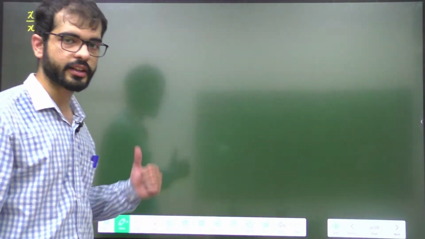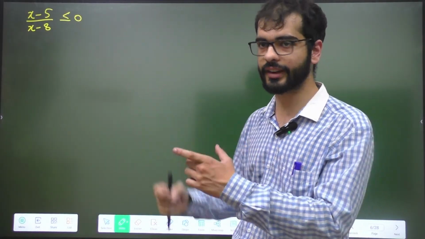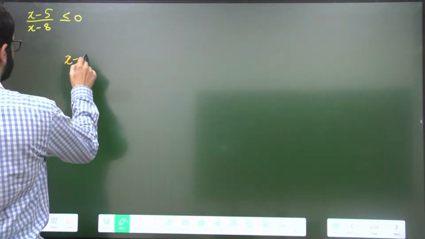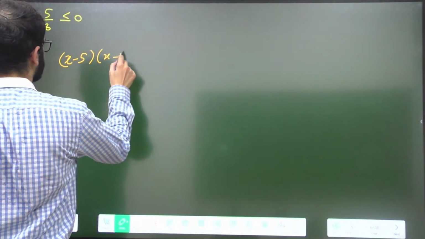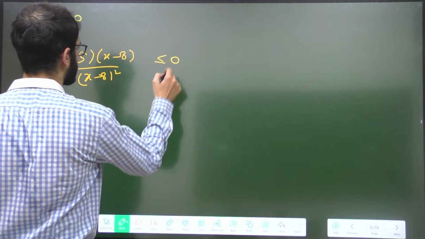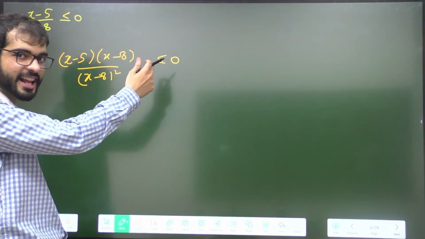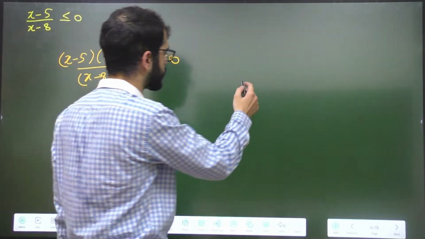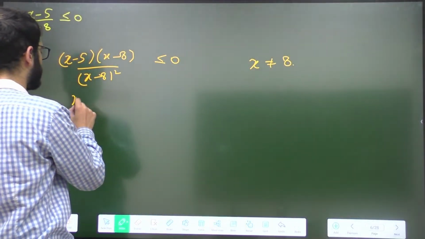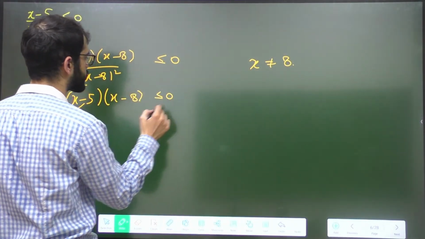Okay, now it is a simple one. Since the expression is written in the form of x minus 5 divided by x minus 8, which is less than or equal to 0, I can write it as x minus 5 into x minus 8 divided by x minus 8 the whole square, less than or equal to 0. So finally I can say that this is a positive number, so both sides can be multiplied with it. But we have to remember, for it to be defined, x should not be equal to 8. If x is not equal to 8, only then I can say that x minus 5 into x minus 8 is less than or equal to 0.